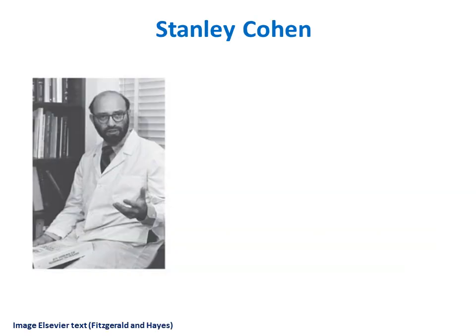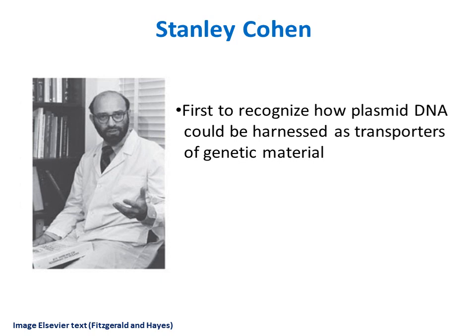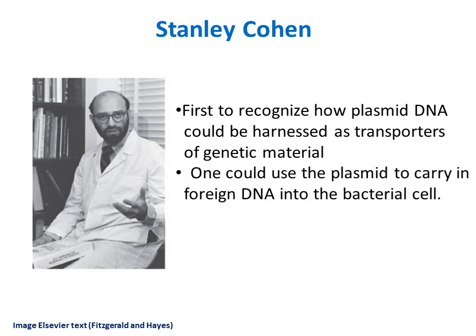So by the early 1970s, Stanley Cohn, who was working on plasmids, was the first to recognize that plasmid DNA could be harnessed as a means of transporting genetic material. If one could somehow use the plasmids to carry foreign DNA into a bacterial cell, then you had a wonderful vehicle for transferring genetic information.